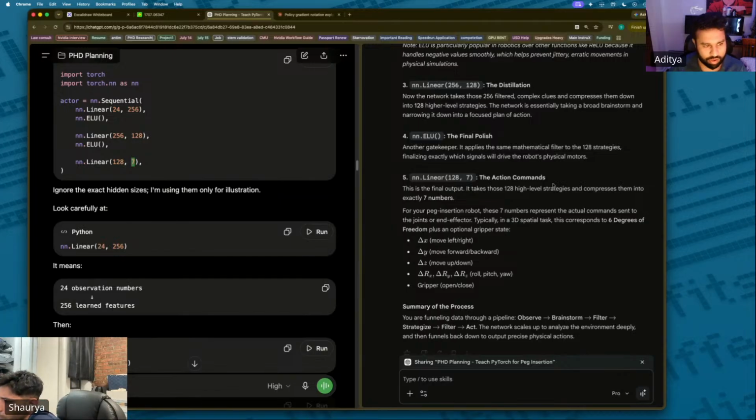For your peg insertion robot, these 7 numbers represent the actual command sent to the joints or end effector. Typically in a 3D spatial task, this corresponds to 6 degrees of freedom plus an optional gripper state. What was roll? Roll, I know. Pitch. What was pitch? And yaw.